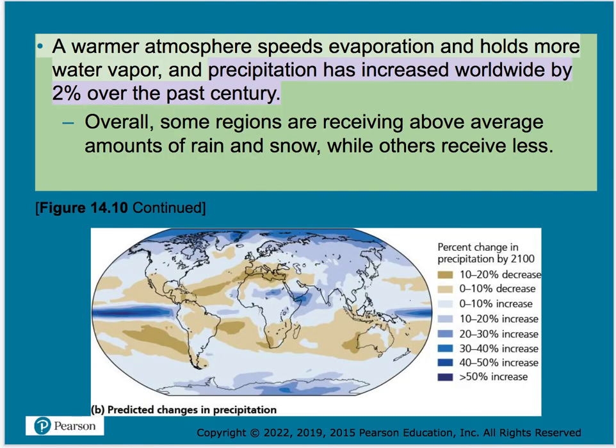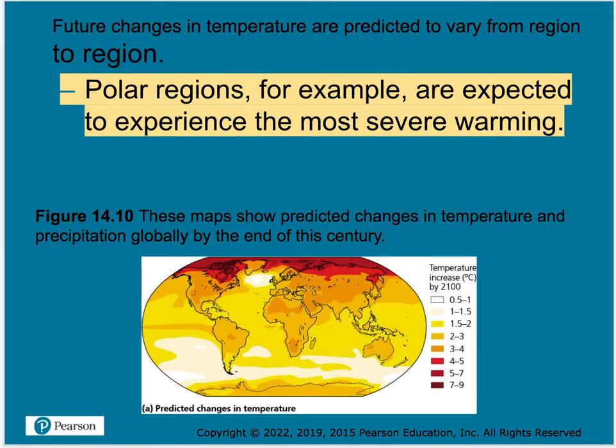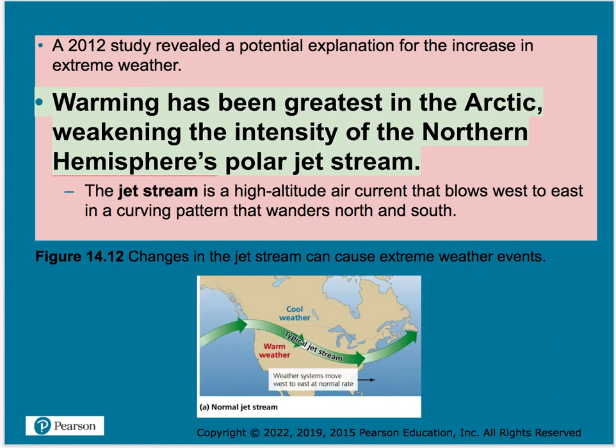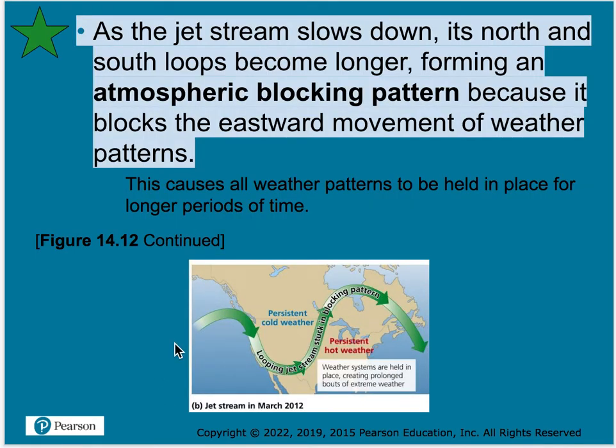Okay, so we've also seen an increase worldwide of precipitation of 2%. So while in Southern California we tend to have a lot of years of drought, there's other places that are raining more. The warming has been greatest in the Arctic. That has slowed down what are called the jet streams. Here's a normal, typical jet stream and how it should cross the United States. But this warming in the Arctic is making the jet stream go like this.